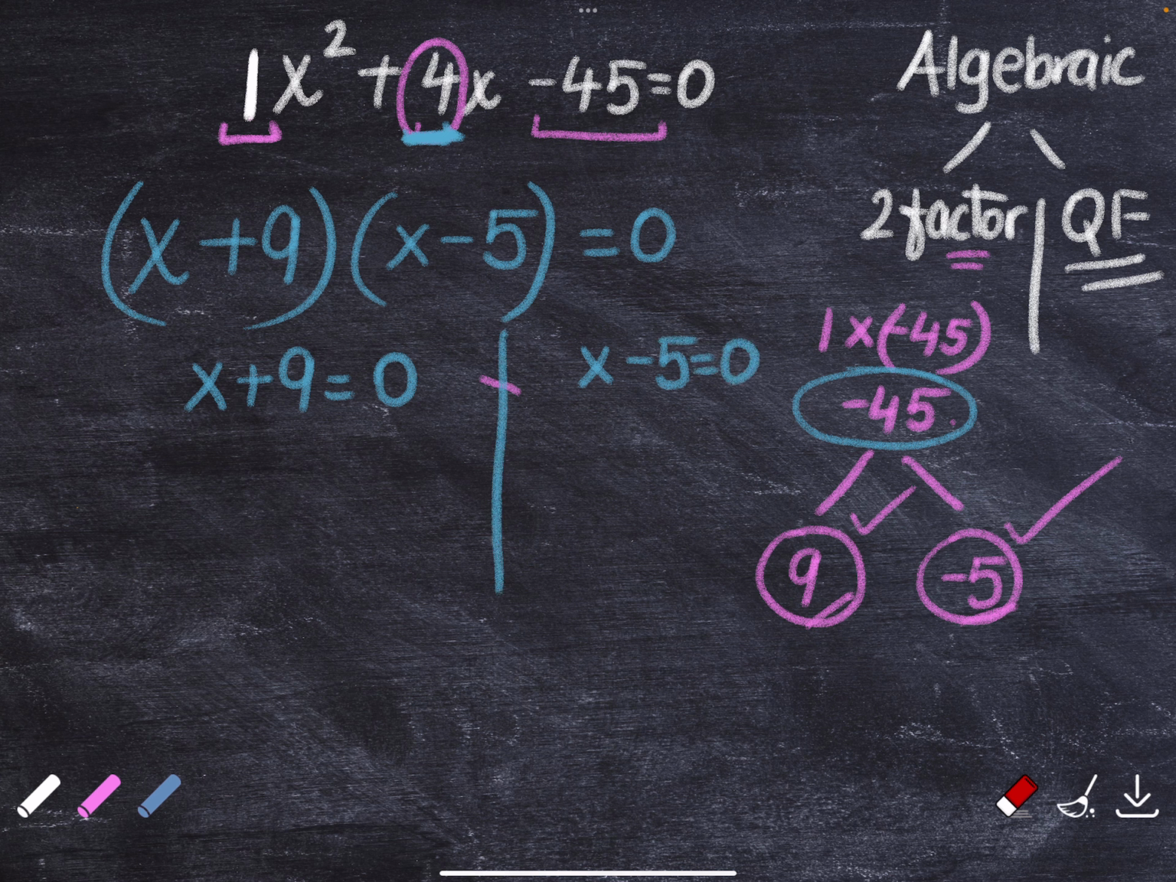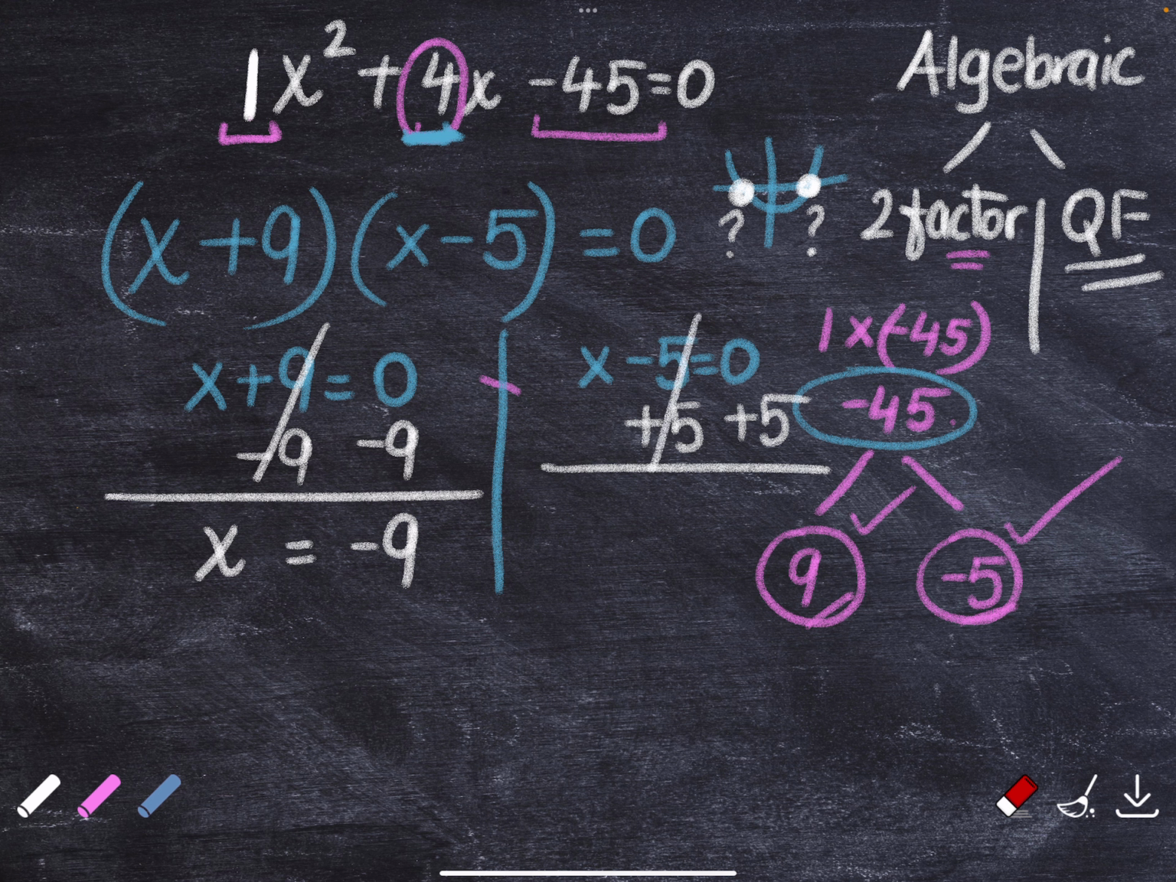Now why do I say that they are equal to 0? Remember, whenever they are the roots of a function, at this point the value of y is 0. That is why we are equating them to 0, to find out at what place they are really crossing the x-axis. In order to do that, I subtract 9 from both sides. This is gone. X equals negative 9. Same here, I do the inverse operation, so I add 5 on both sides. This is gone. X equals 5.